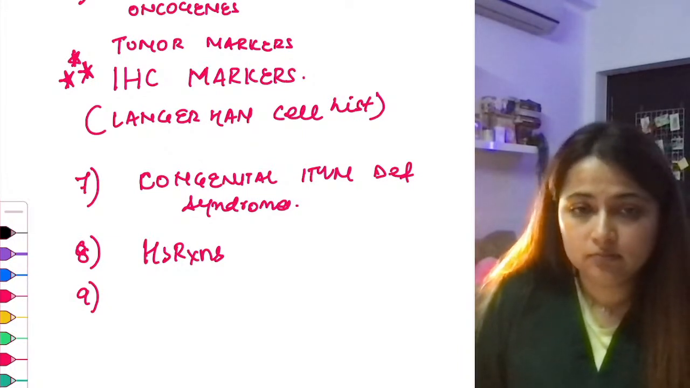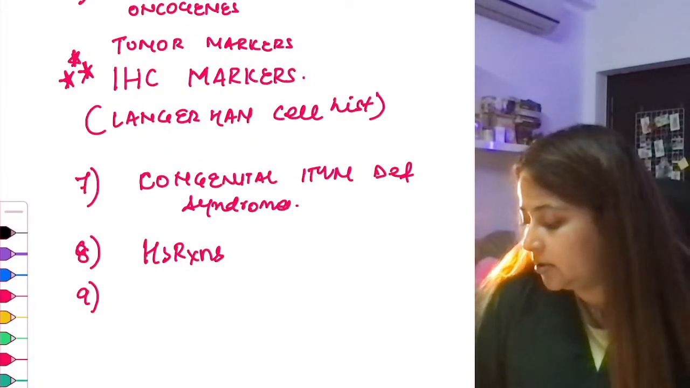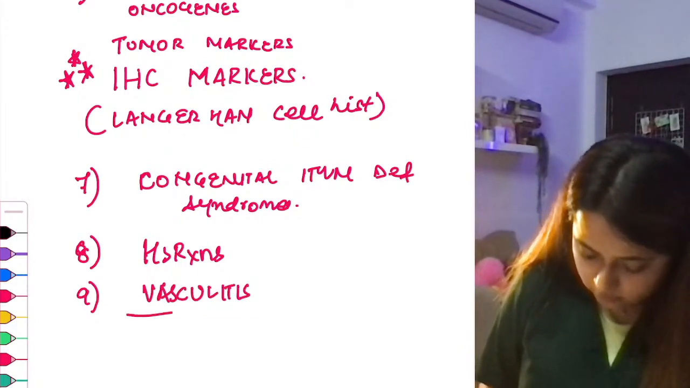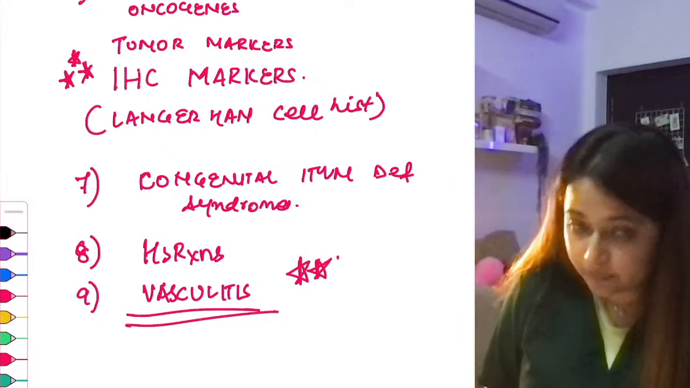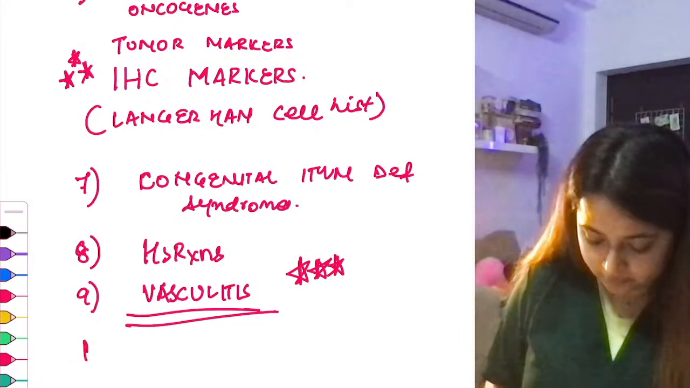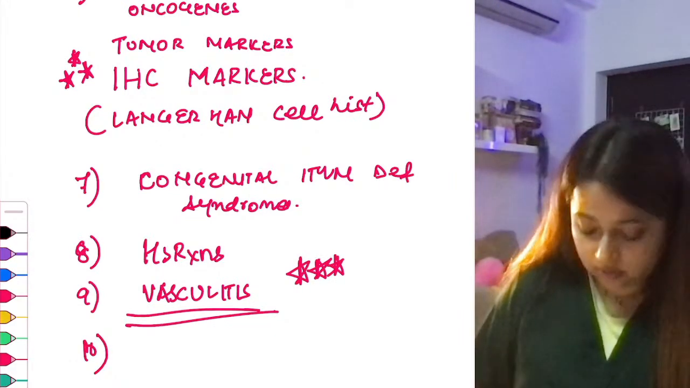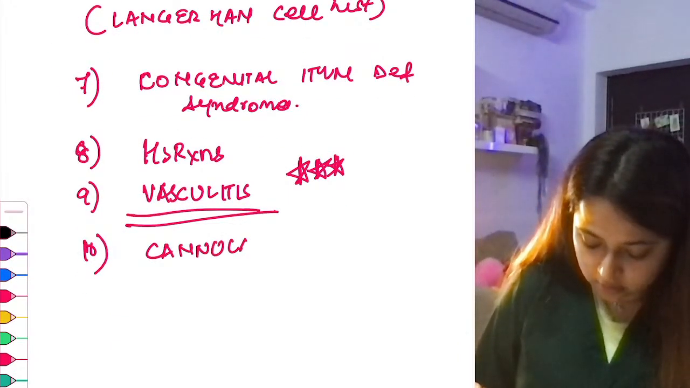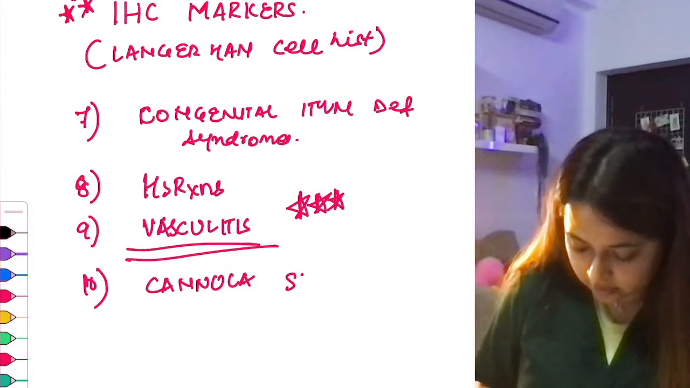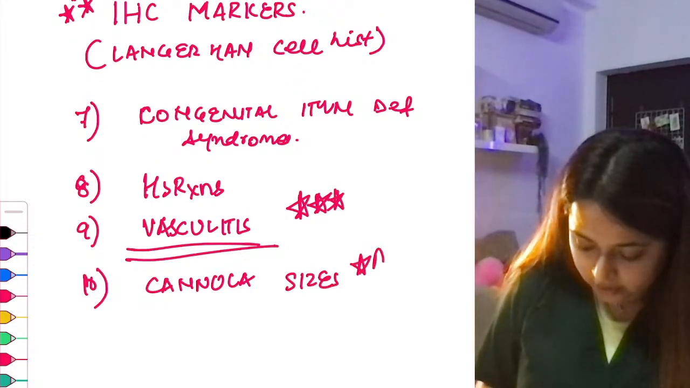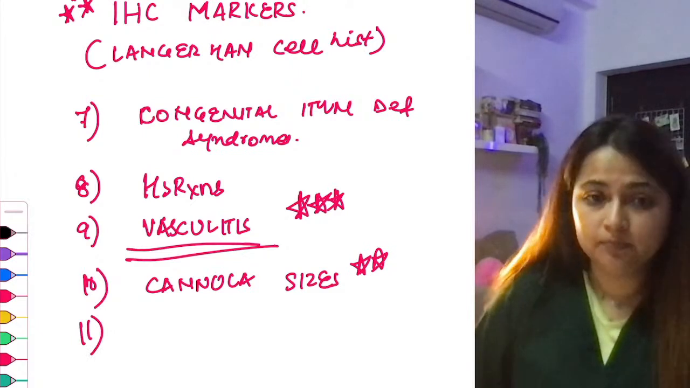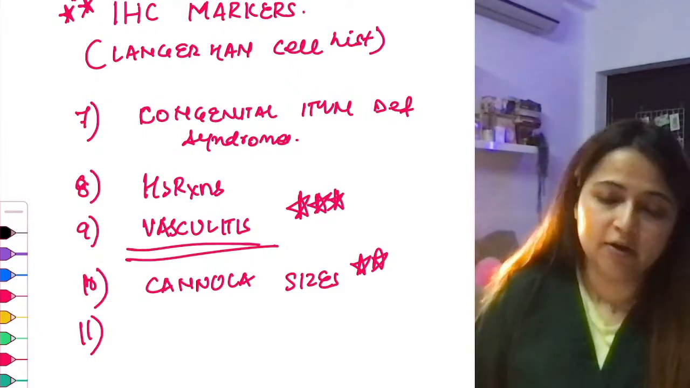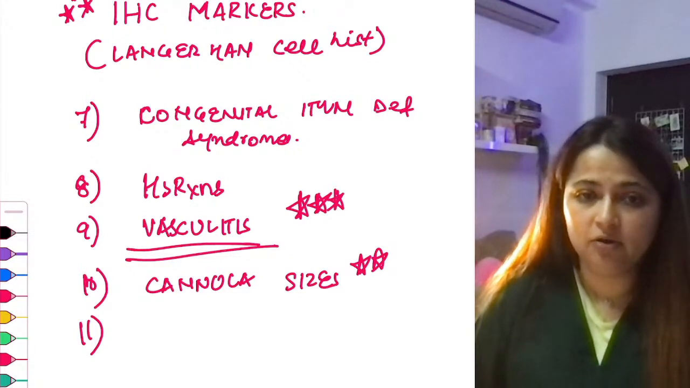Then talking about another high yield topic, that is vasculitis. Vasculitis, very, very important. Then the cannula sizes. This also I have taught you in one of the lectures. INI-CET is very prone to ask these. Kawasaki is included in one of the vasculitides, so please give a reading of vasculitis.